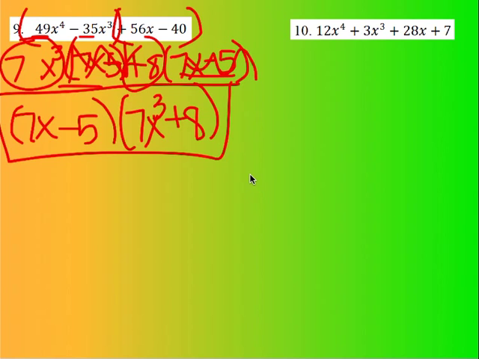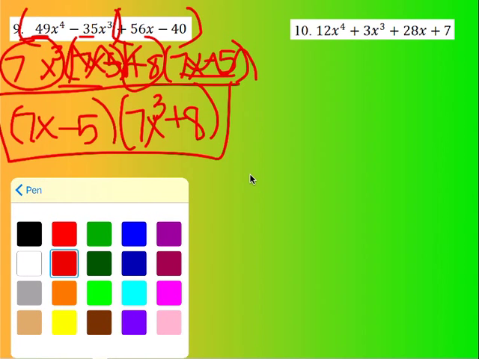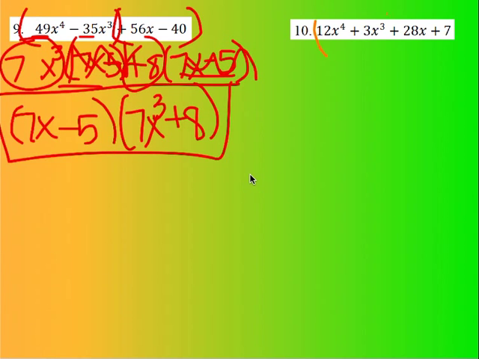So taking a look at number 10, again, no greatest common factor, so we're just going to jump right into factoring. Between 12 and 3, I can take out a 3, and I can also take out an x cubed. So 12 divided by 3 is going to give me 4. x to the 4th divided by x cubed is just x. 3x cubed divided by 3x cubed is just 1.